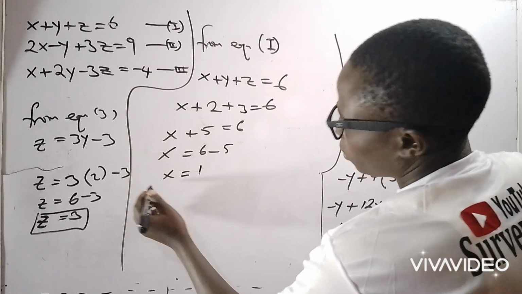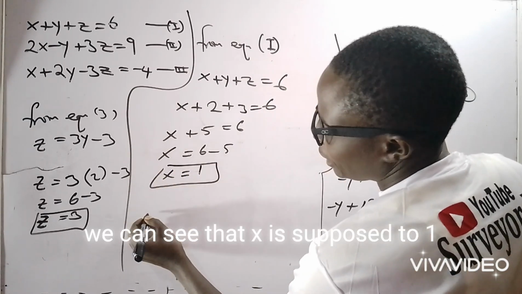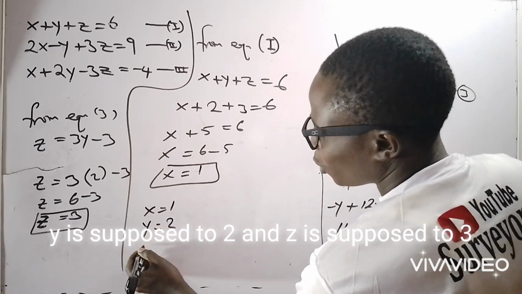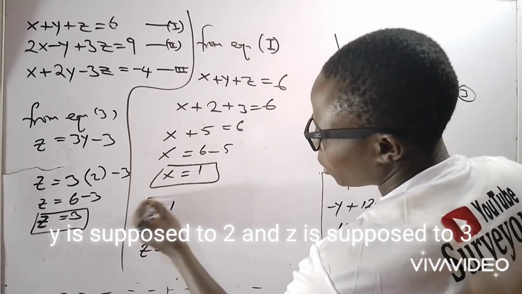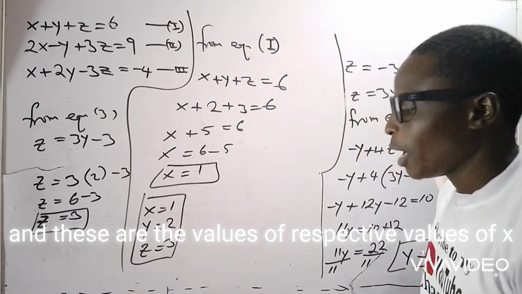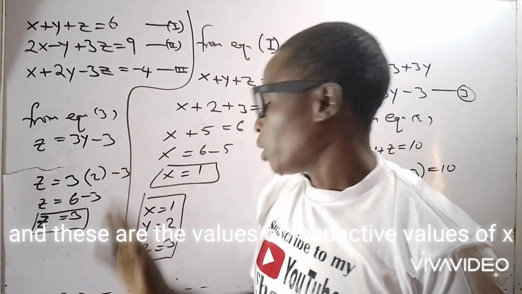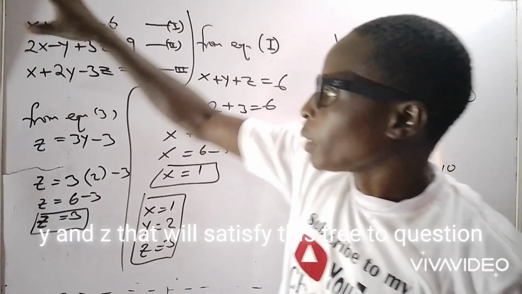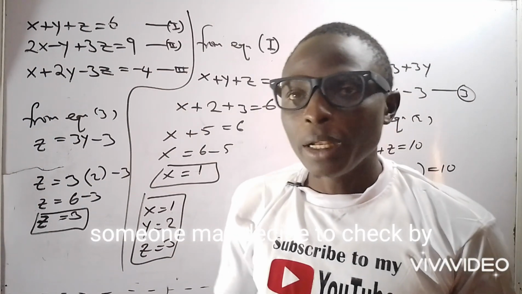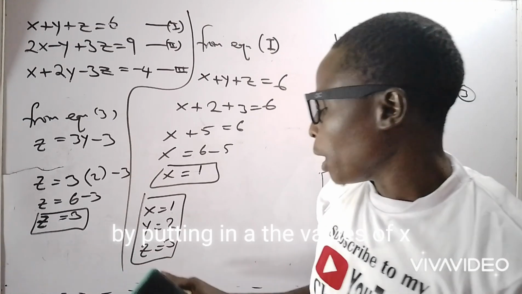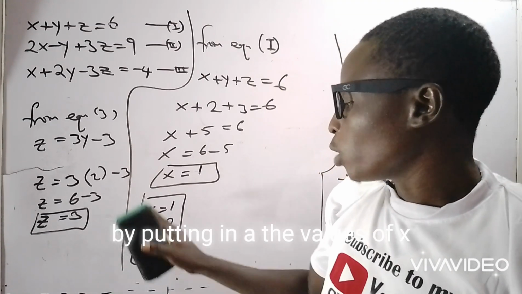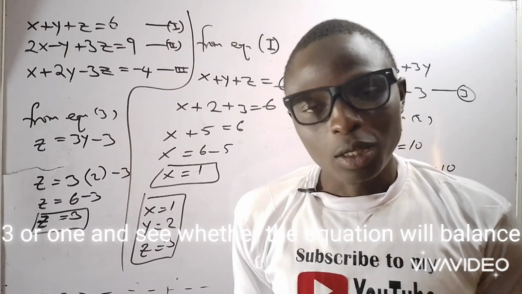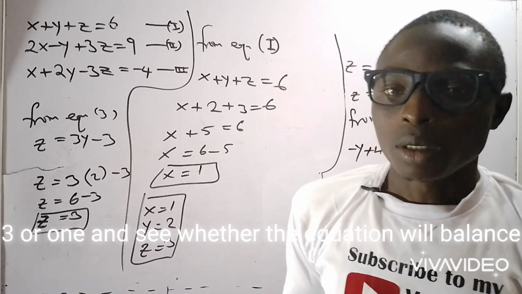So we can see that x equals 1, y equals 2, and z equals 3. And these are the respective values of x, y, and z that will satisfy these 3 equations. Someone may decide to check by putting the values of x, y, and z back into either equation 2, 3, or 1 and see whether the equation will balance.